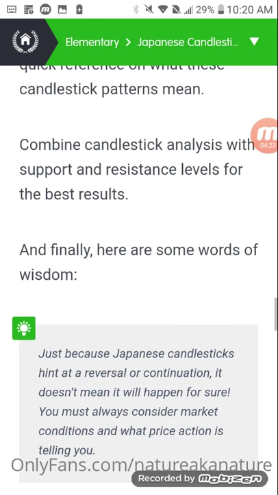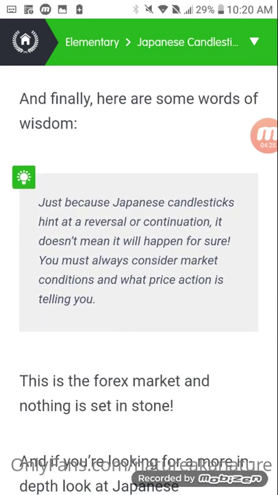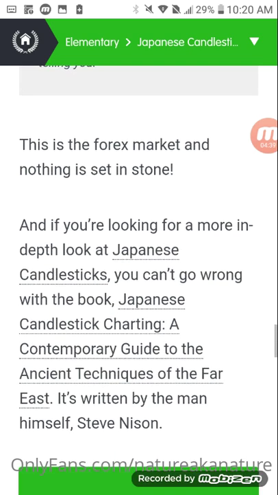In final words, here is some wisdom. Just because a Japanese candlestick hints at a reversal or continuation doesn't mean it will happen. We have to make sure, and always consider the market condition and what price action is telling us. So pay attention to that. This is the Forex market, and nothing is set in stone.